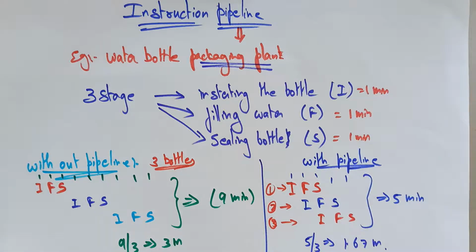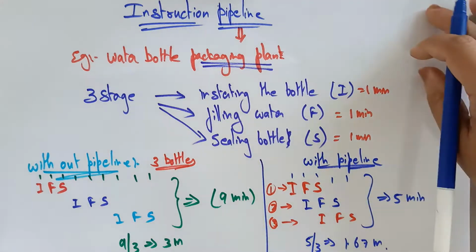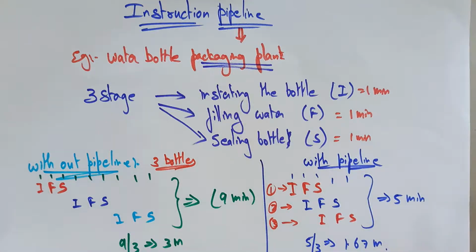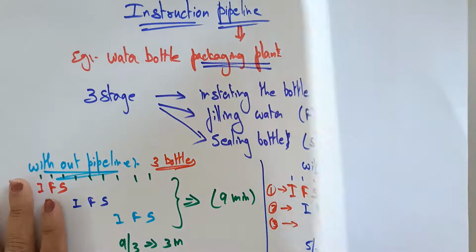So what do you understand from this example? Pipeline operations increase the efficiency of the system. Efficiency means that within less time it completes the operation. So the pipelining concept is going to increase the efficiency of your system. This is the concept of pipelining.